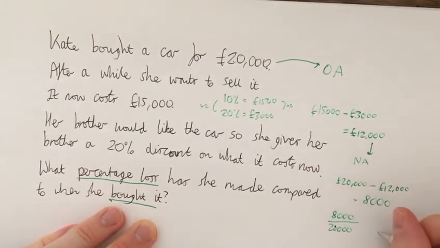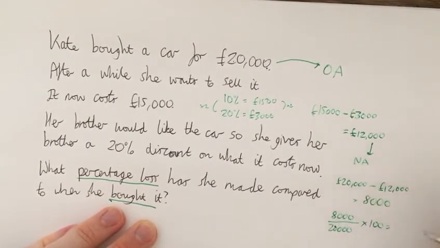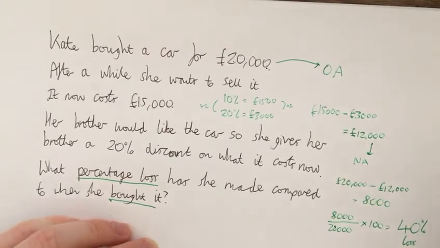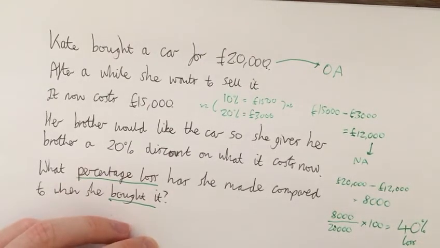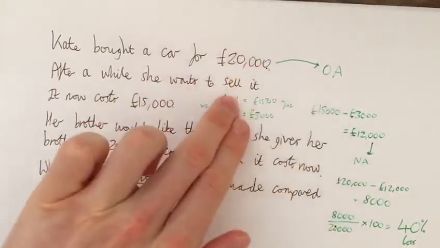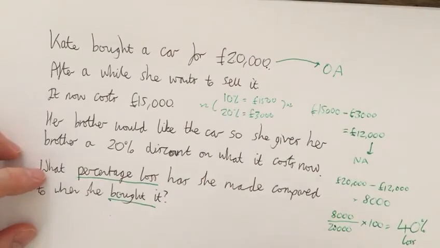Again, non-calculator, you'd make it over 100. In this case, we can just times it by 100, and that equals 40% loss. So she had a 40% loss. So the big takeaway from this question is do line by line, label what you know, do the maths once you see it, and eventually you'll get there, okay?